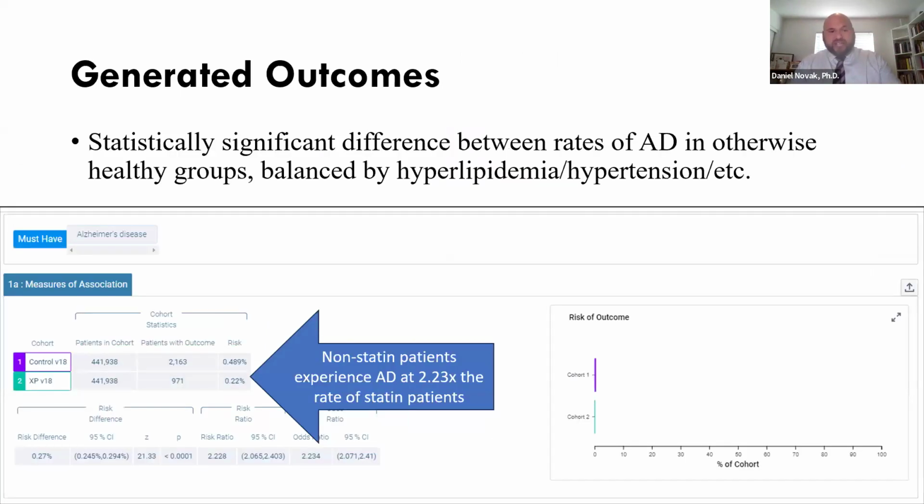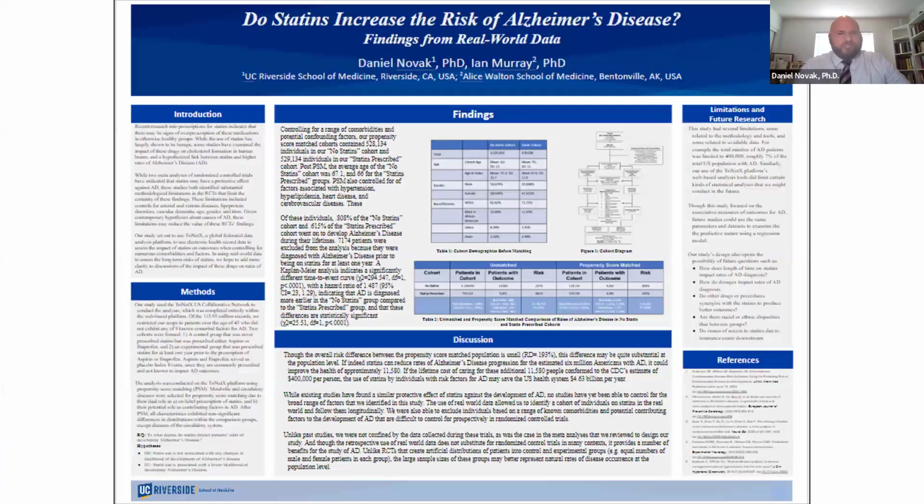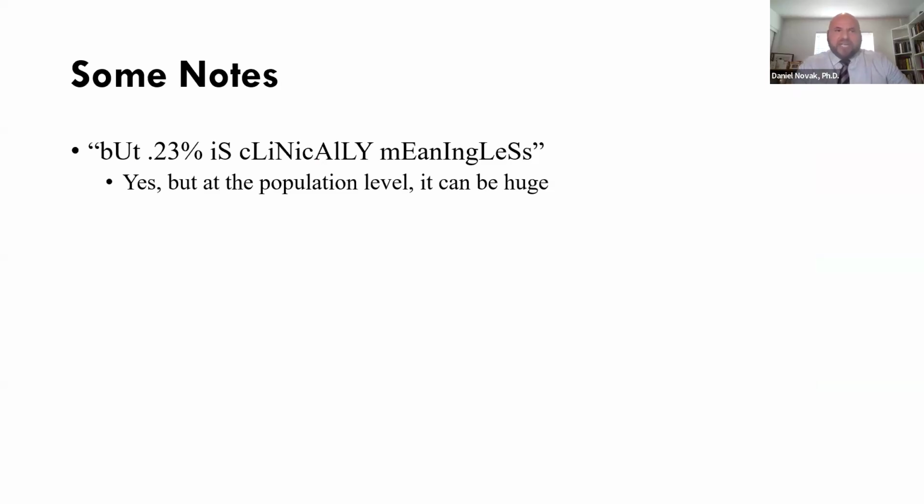But TriNetX will generate these outcomes. And what we found is that non-statin patients are about 2.23 times more likely to be diagnosed with Alzheimer's later than the other group. Now, it's a very small group of people. It's a needle in a haystack, but that's because otherwise these folks are healthy. Otherwise, they don't have major risk factors for Alzheimer's. So we developed this into a poster. I'm working with some students now to develop this into a manuscript.